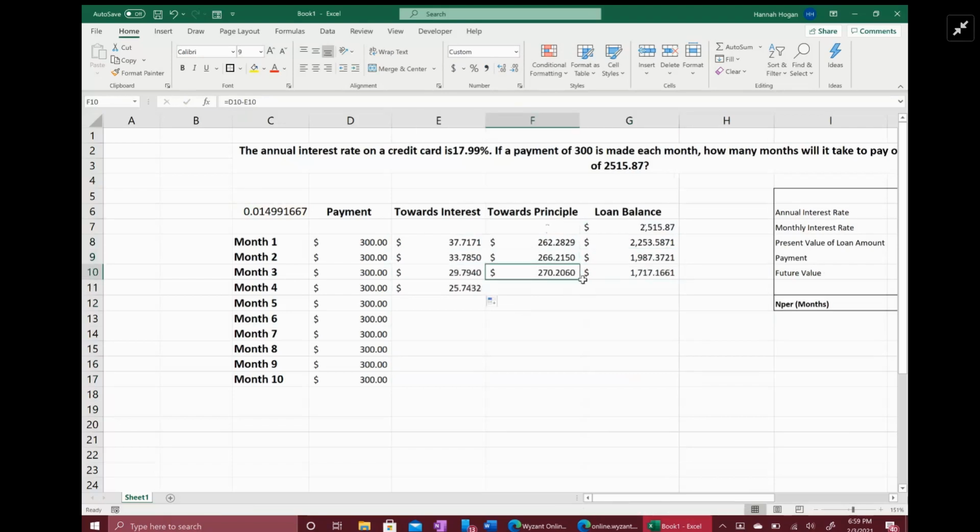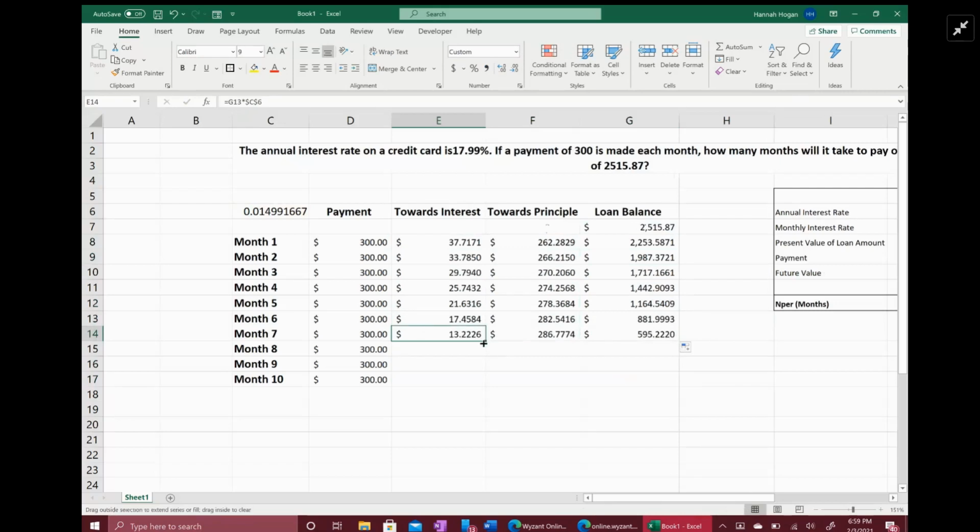As you can see, your interest is getting smaller each month, and that's because your loan balance is decreasing. So you're having to pay less interest on that amount. The interest rate stays the same, but the loan is decreasing, so the total interest you have to pay is decreasing. We're almost done. Like I said, there's probably a faster way to do this. I'm just not sure of it, and I don't do this often enough to figure it out. So bear with me. Hopefully you understand what I'm doing so far.